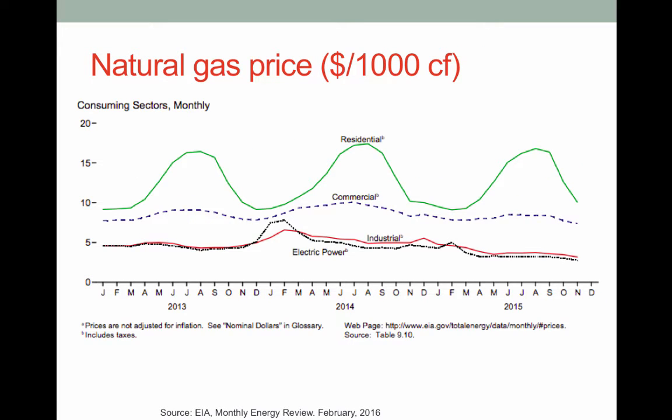Natural gas prices are also high for residential consumers. Commercial and industrial consumers have a lower rate. At the same time, residential consumers have higher natural gas prices in summer and lower natural gas prices in winter.